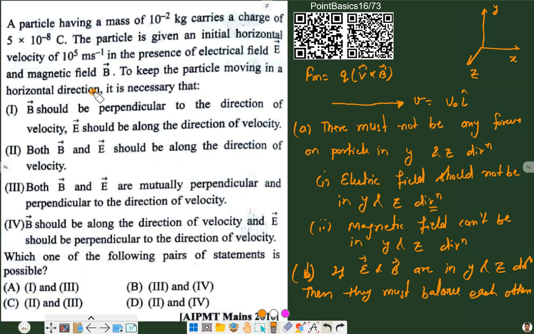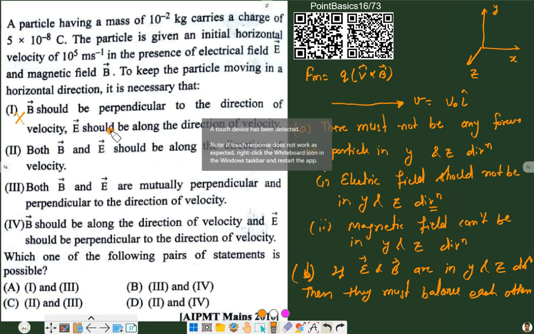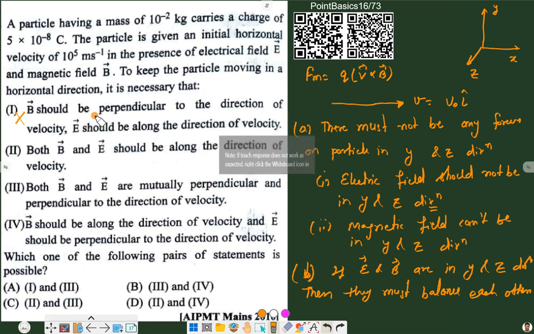So now looking at option 1, B should be perpendicular to the direction of the velocity, E should be along the direction of velocity. So no, that's not possible, because if B is perpendicular to the velocity, then there will be a force acting on the object perpendicular to the direction of velocity, and that has to be balanced by the electric field, and that cannot be balanced when the electric field is in the direction of the velocity. Either both are perpendicular or both are parallel. Here only B is perpendicular, so 1 is wrong.